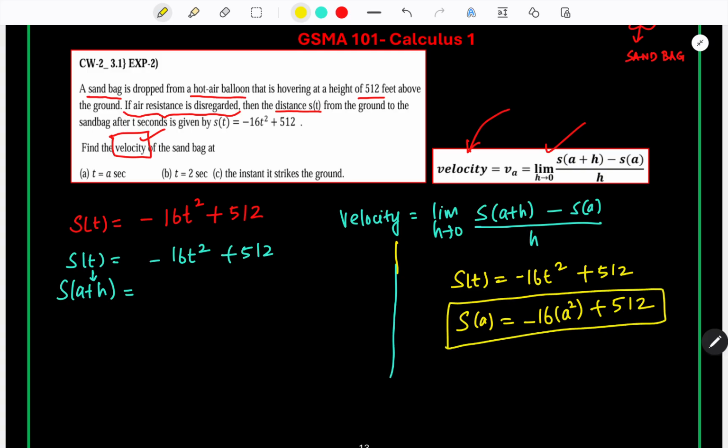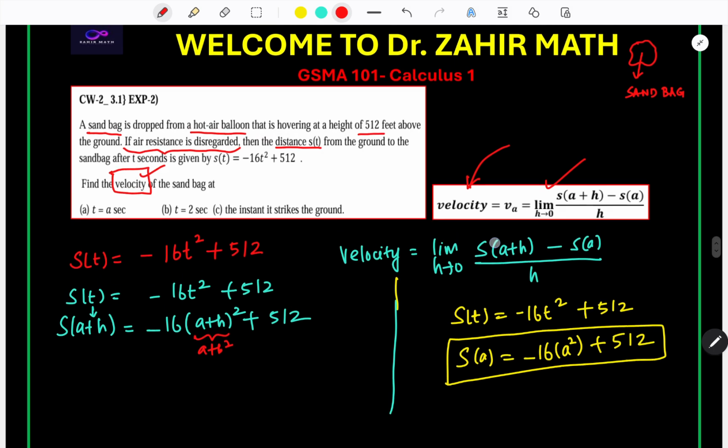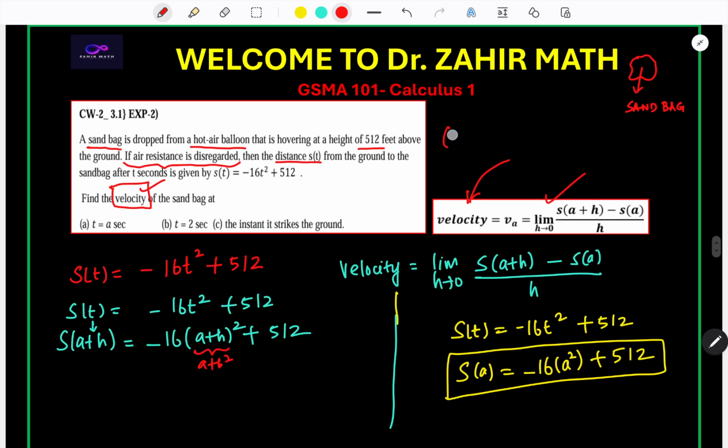But s of a plus h is a little difficult. What is that? Minus 16 times a plus h the whole square plus 512. Now, this is of the form a plus b whole square. So let me write here. What is the a plus b whole square formula? So a plus b whole square is equal to a square plus 2ab plus b square. And now we want a plus h. So a plus h the whole square equals, in the place of b you have h, a square plus 2ah plus h square.